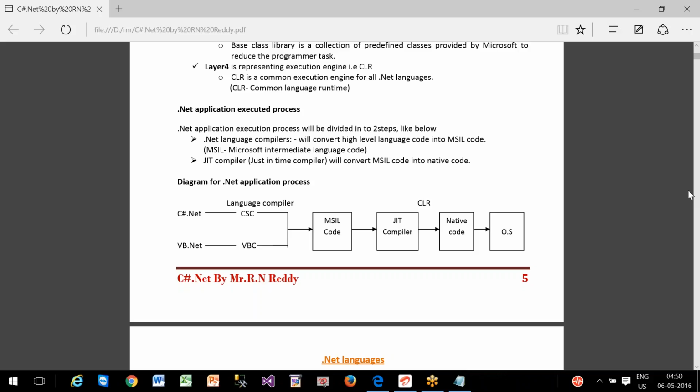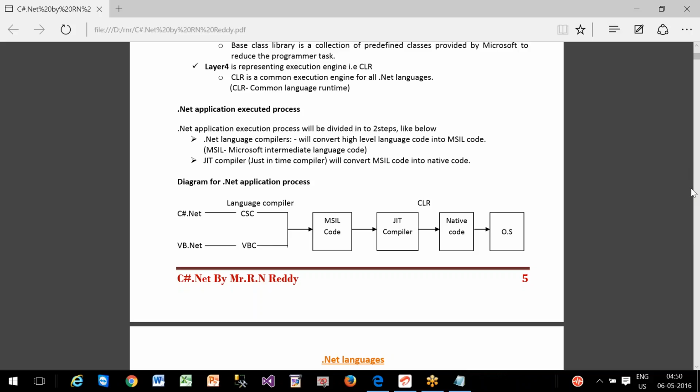.NET languages are of two types. There is C#.NET and VB.NET. In the first step, the language will be converted. That's enough. That's enough.